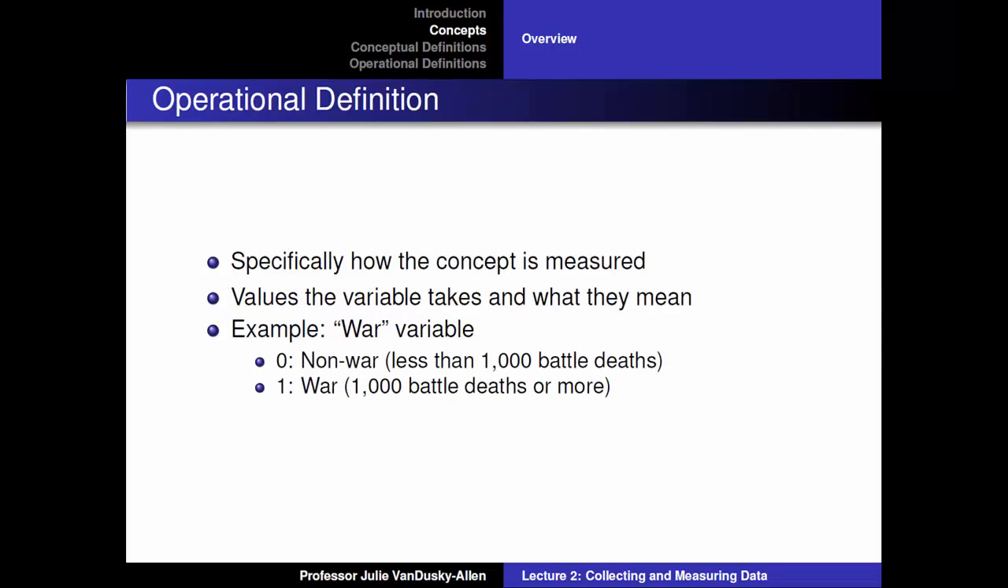The second step in collecting data on a concept is developing an operational definition of the concept. The operational definition tells us specifically how the concept is measured. To do this, the operational definition first tells us what values the variable takes and what those values mean. For example, for our war variable, it would take on a value of 0 for non-wars between states, less than 1,000 battle deaths, and 1 for wars between states, 1,000 battle deaths or more.